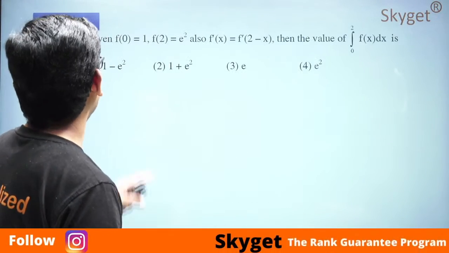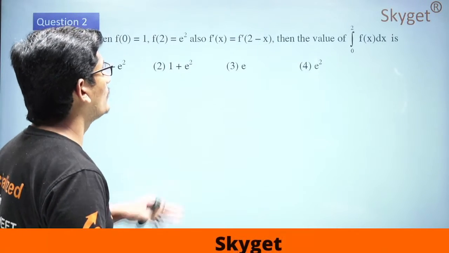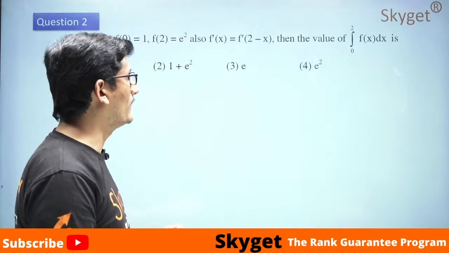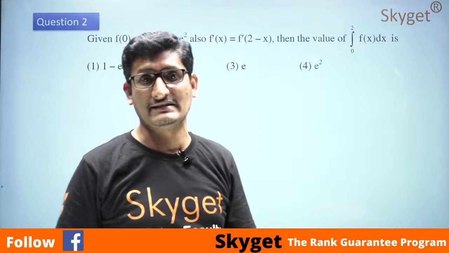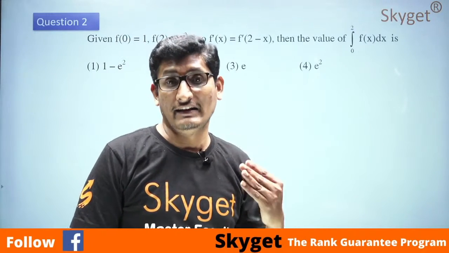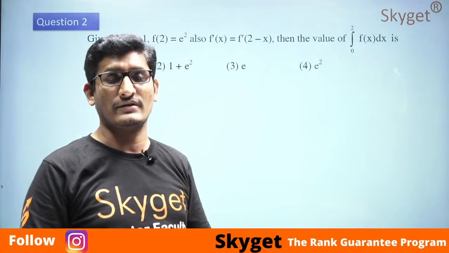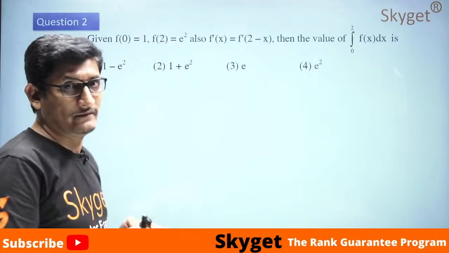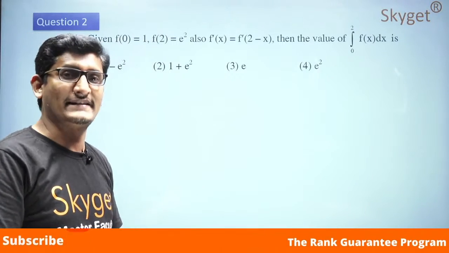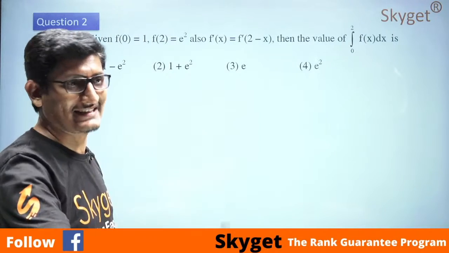Now the second problem: given f of 0 is equal to 1, f of 2 equal to e square, also f dash of x is equal to f dash of 2 minus x, then the value of integration of 0 to 2 f of x dx is. So this is a definite integration, students. This problem comes from definite integration. Maximum of the students felt this problem is very difficult, but very easily we can solve this problem. See the tricks.